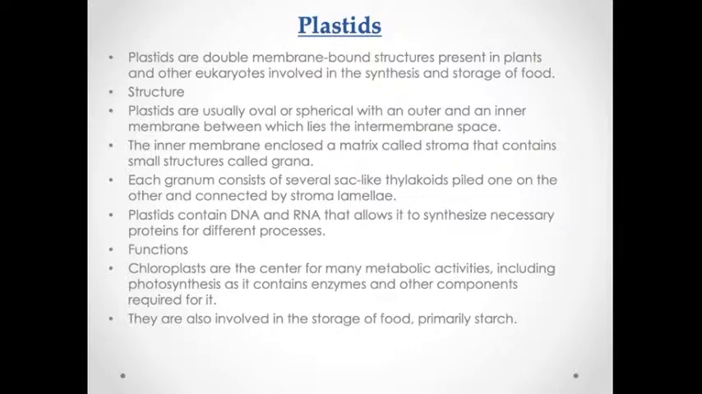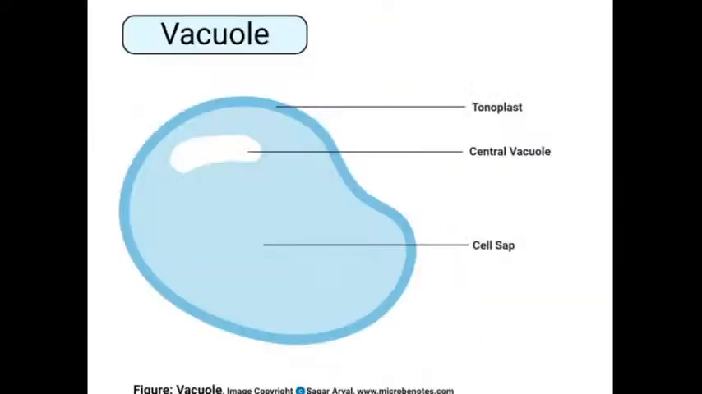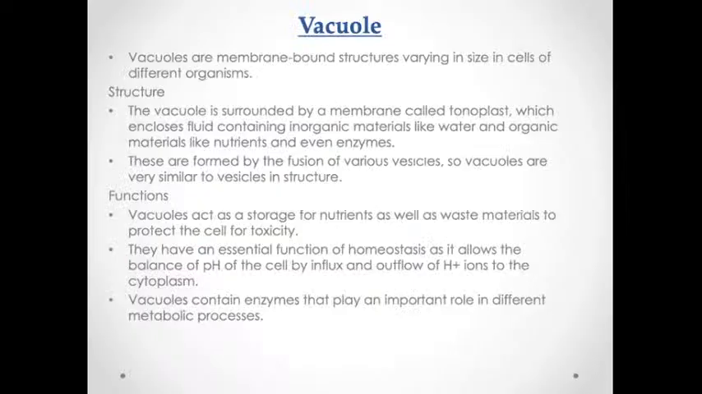So mainly their functions are involved in the storage of food and primary starch, and also involved in metabolic activities including photosynthesis, as it contains enzymes and other components required for it. Then comes your, I think last but not the least, vacuoles, which has tonoplast, central vacuole, cell sap.